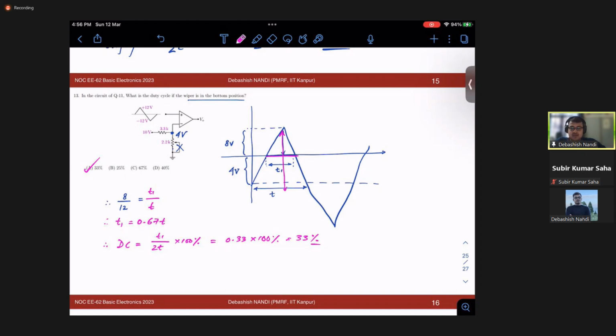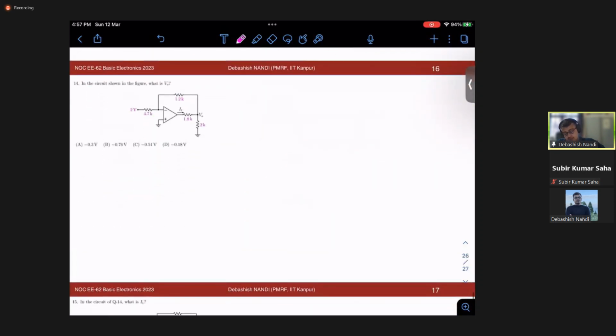This is an auto adjusting wiper. This can be manual or this can be auto also. Generally, this can be auto. So I am just telling you one of the cases where this kind of thing is used. Okay. So moving on to the next problem.